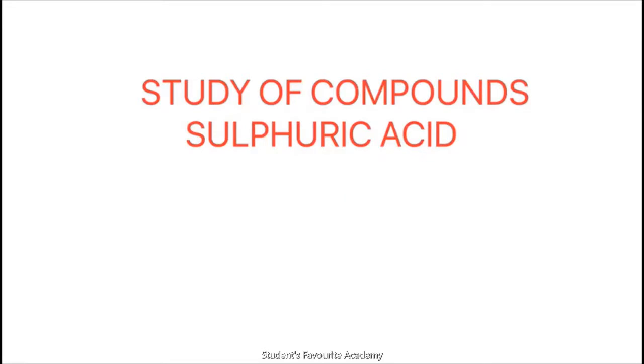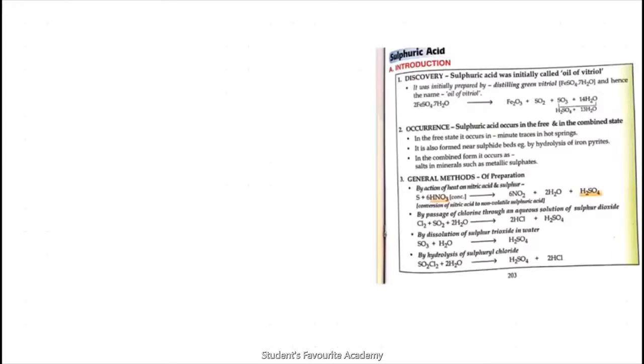So today we'll be starting with the 7th chapter, Study of Compounds, and among that we'll be studying about sulfuric acid. Now in sulfuric acid, what all things are there if you just have a look? The first thing, children, is just the introduction. This is one of the most common acids that you all know, and about this you must have heard also. So we'll be seeing what all the things are that are related to sulfuric acid.